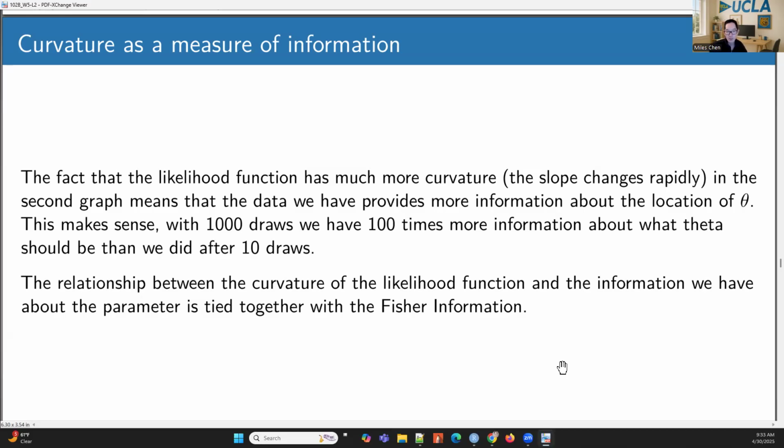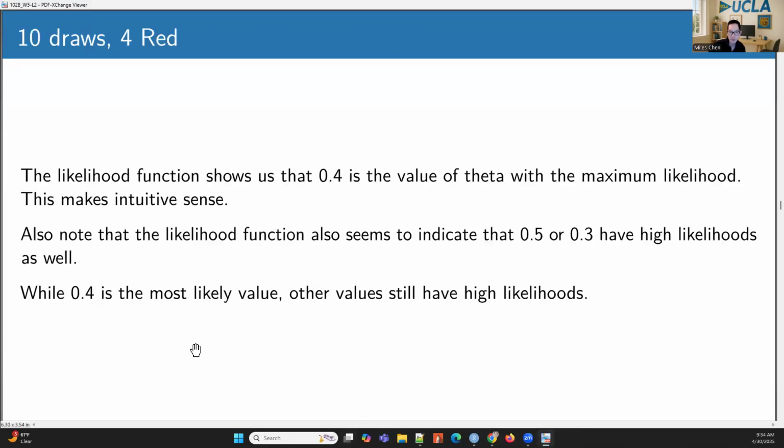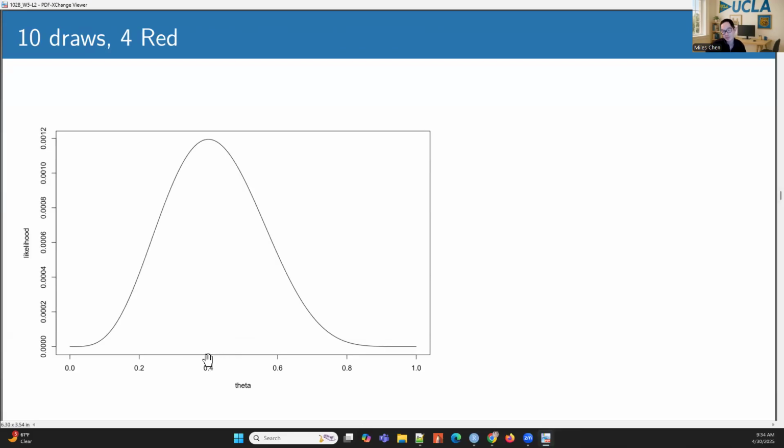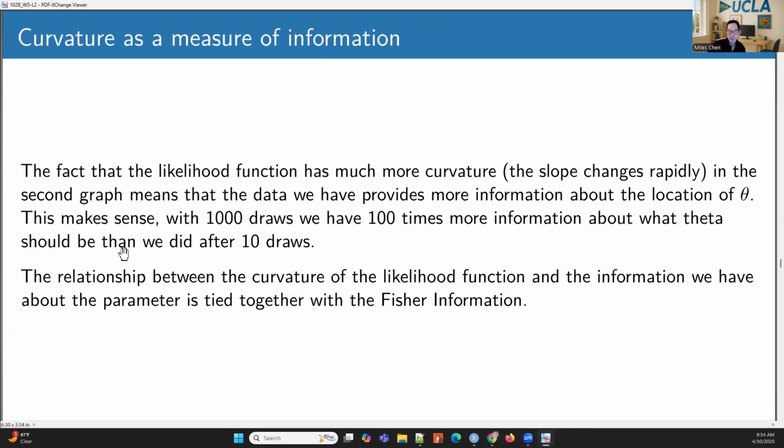And so this relationship between the curvature of the likelihood function, basically how quickly the slope of the likelihood function changes, and the information we have about the parameters, is such that when it changes rapidly, we can be confident that theta is really close to 0.4. Versus over here, the likelihood is maximized at theta equal to 0.4, but it could be much higher, much lower. That relationship is tied together in Fisher information.